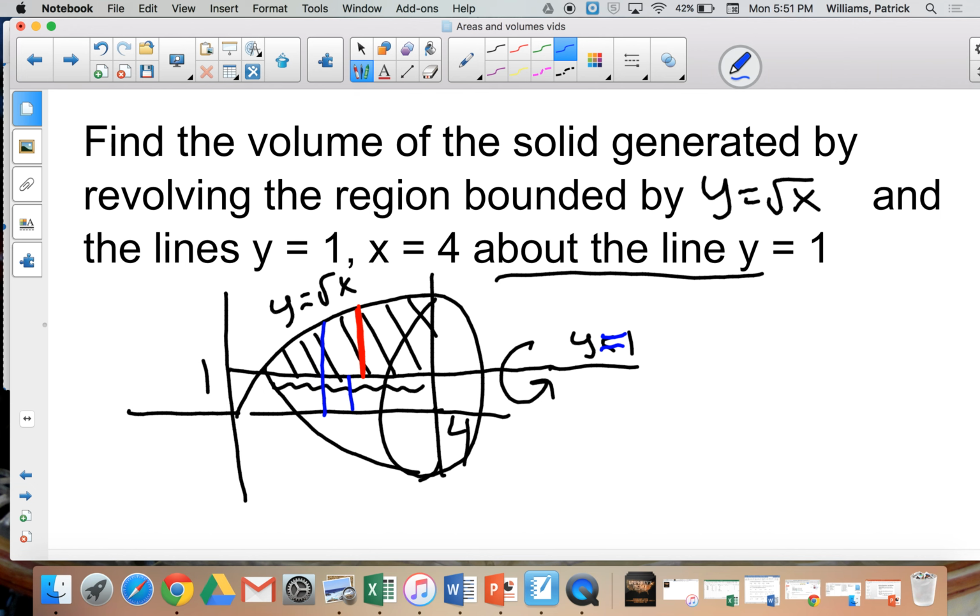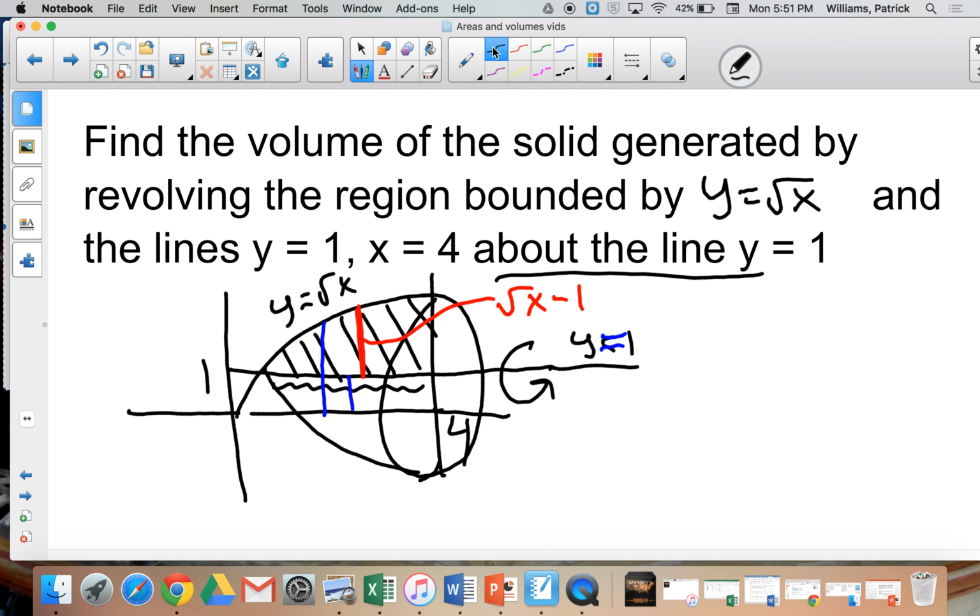That kind of looked like a less than sign when I was drawing that. So anyway, if we want to get that red region in there, that's just going to be given by square root of x minus 1. All right, so now we have our radius function. That's the radius of our cross section. So all we've got to do is write the integral for this thing.